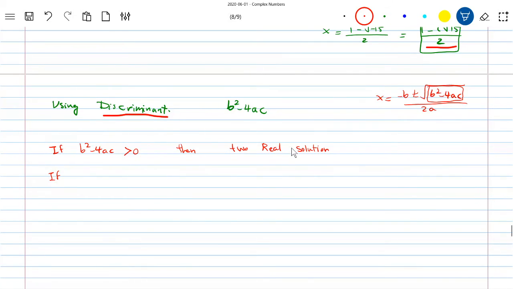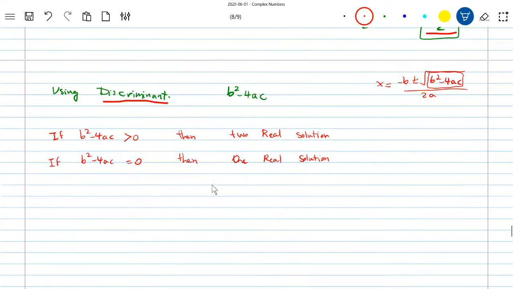If b squared minus 4ac was 0, then, like the second example, we have one repeated solution. Say, one real solution. It's a repeated solution, but it's a real value. Sometimes they consider two solutions, but it's one repeated.